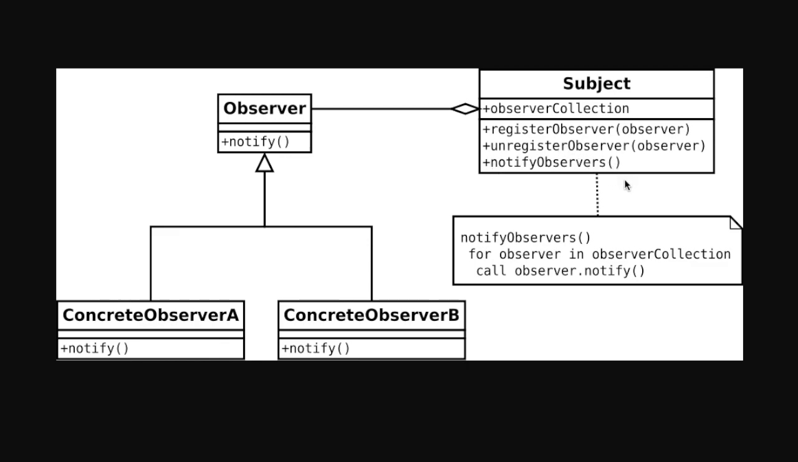And when you notify the observers, if you look down here to the function definition for observer collection, it's going to call observer.notify. So it's going to call notify for each observer. This is the overall observer. And then you can make instances of the observer, concrete observer A, concrete observer B. And so on the subject, when you call notify observers, it's going to call this function. So each observer is notified.